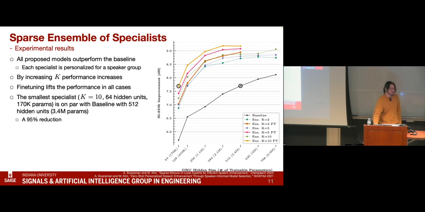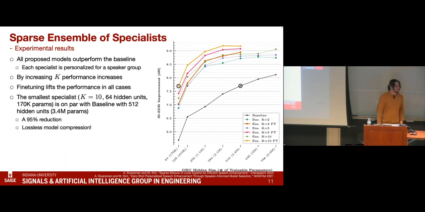Yes, Chris. Sorry, on the x-axis, is that number of parameters per specialist or total? For the specialist model, they are parameters. So the baseline is just, you know, it's not. So if there's 10 specialists, 64 times 10. Okay. But for the inference, we only use one of them. Okay, so that's why it's not dynamic.